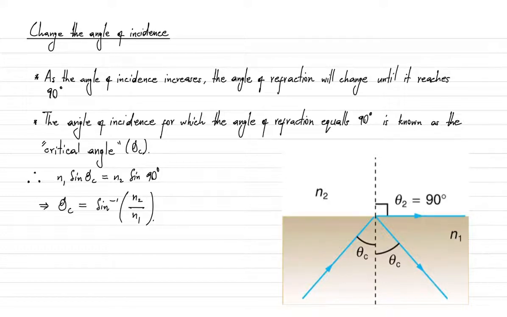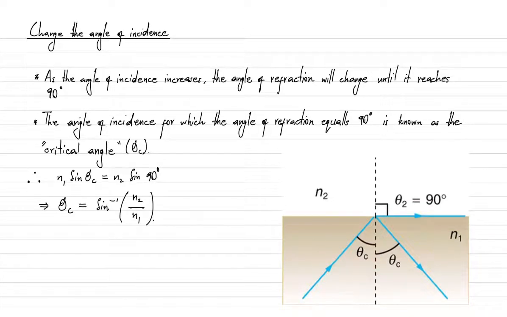That is, the transmitted light ray makes an angle of 90 with the normal line. At that point, that angle of incidence, which corresponds to this 90-degree angle of refraction, is known as the critical angle. Put another way, a little more clearly, the angle of incidence for which the angle of refraction is 90 degrees is known as the critical angle. So the critical angle here implies that the angle of refraction is 90 degrees.